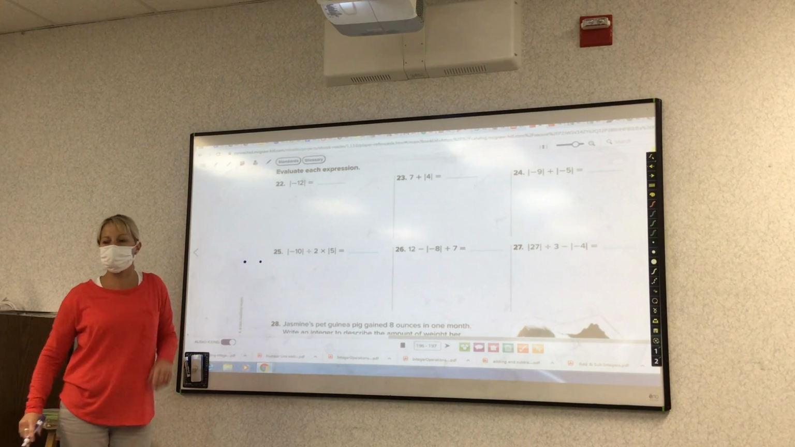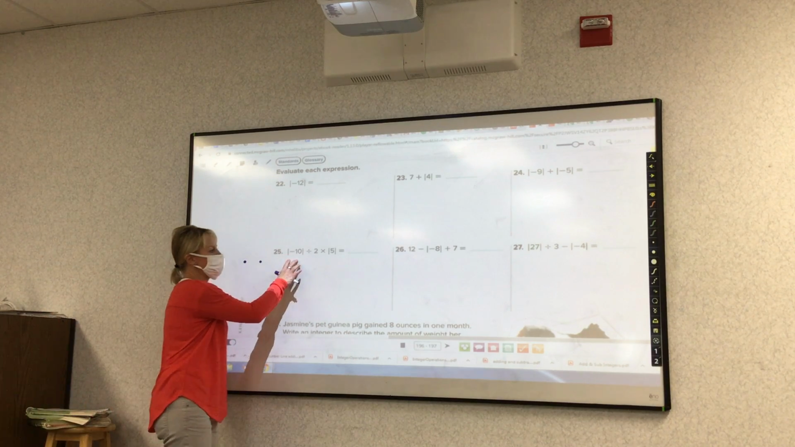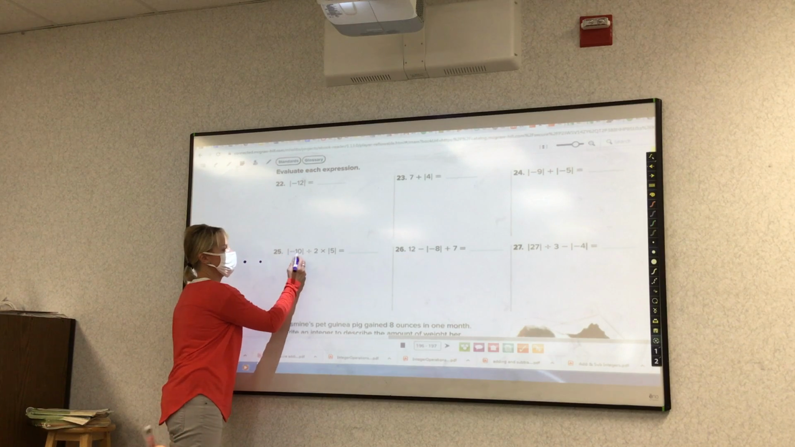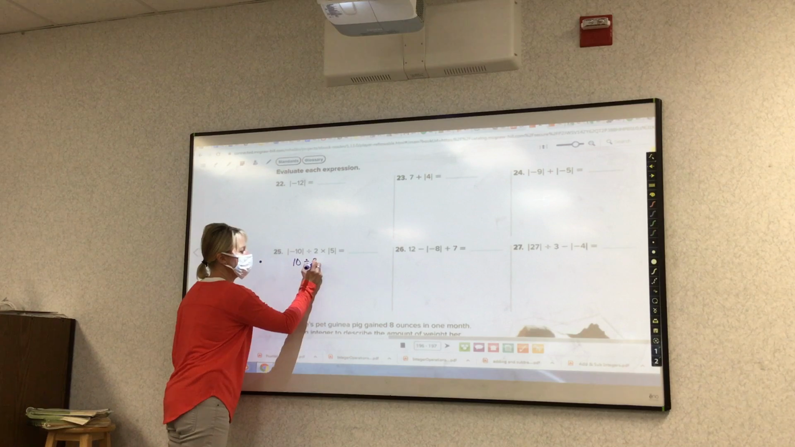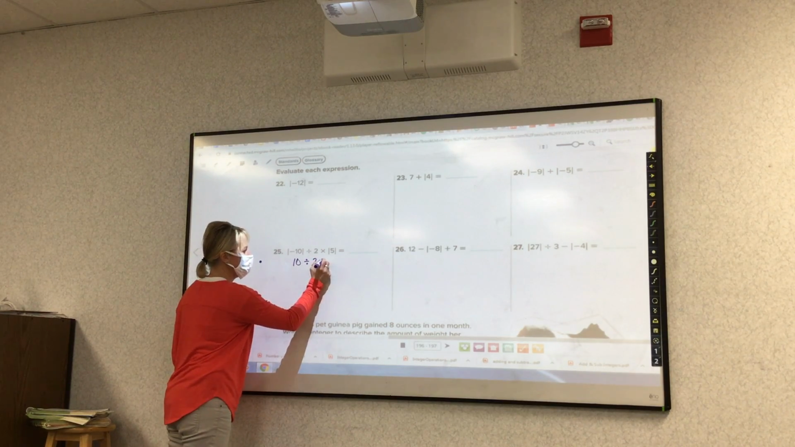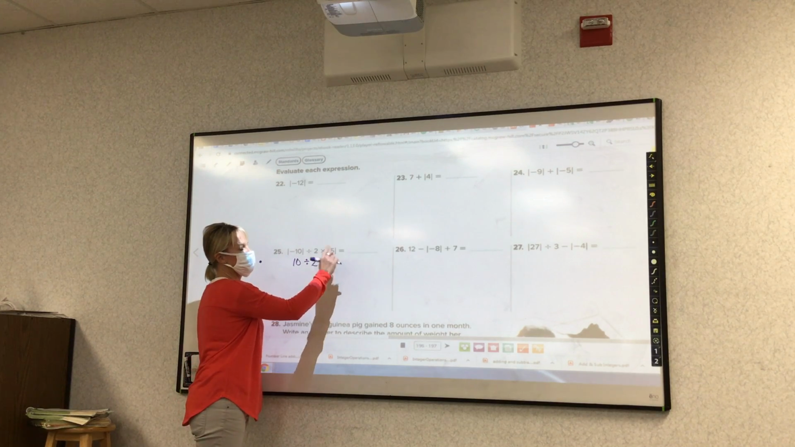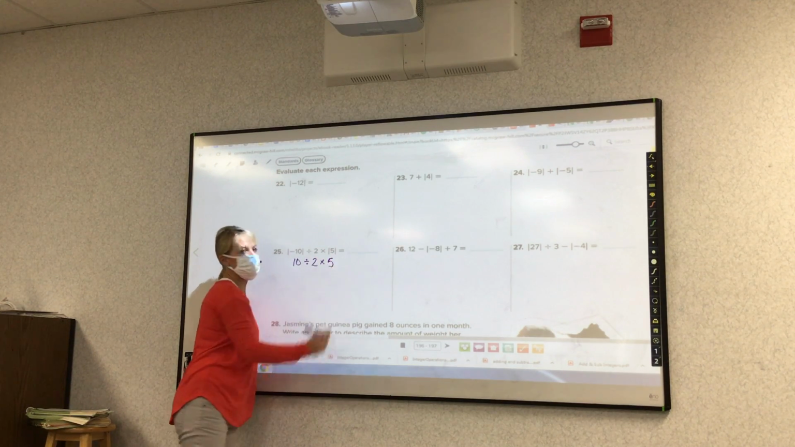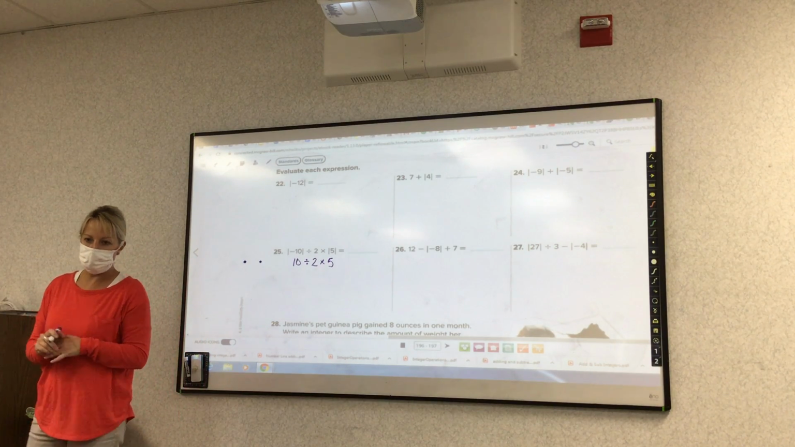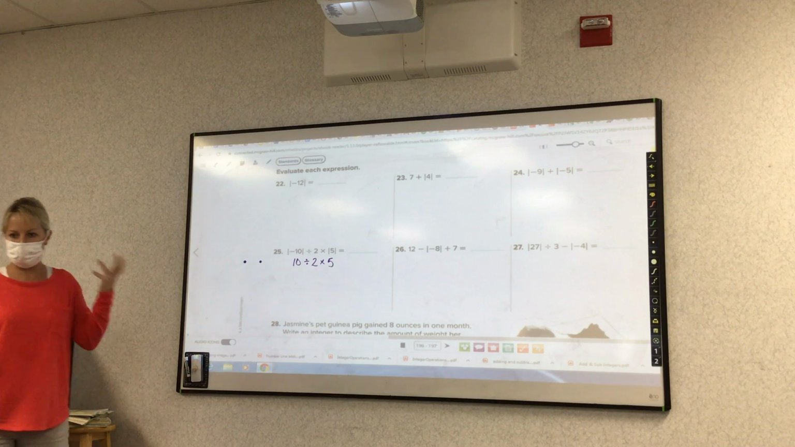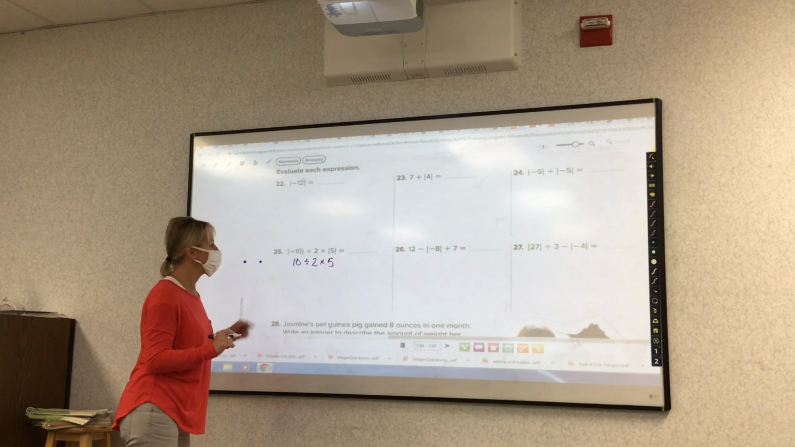When you get to problems like 25, we're going to follow the same way. A negative 10 is what? So I put a 10 underneath it. Leave the division sign, leave the 2, leave the multiplication sign, and then the absolute value of 5 is 5. Following the rules, you guys say PEMDAS, I say please excuse my dear Aunt Sally, it's the rules of the order of operations.